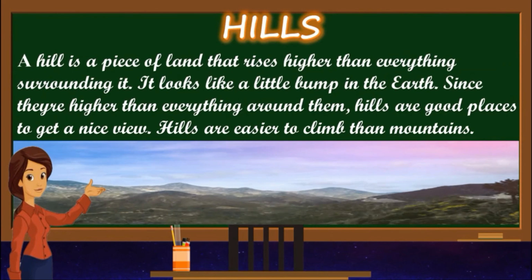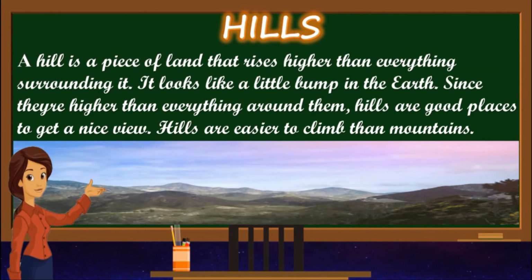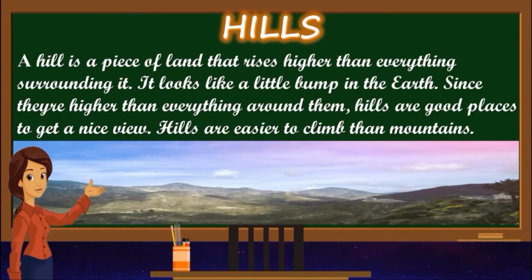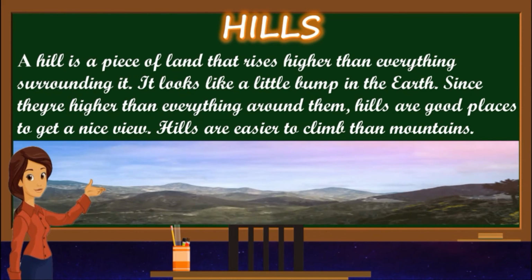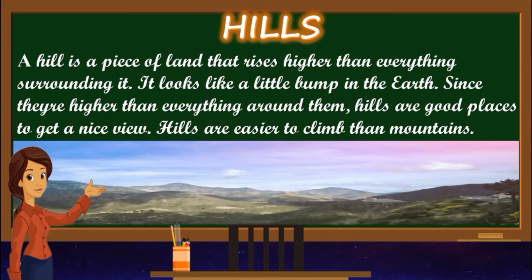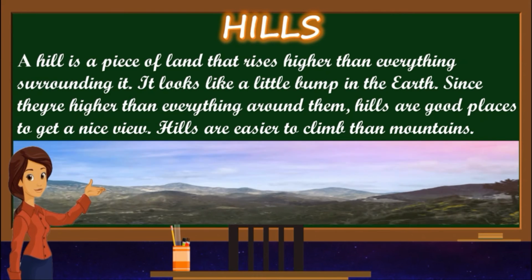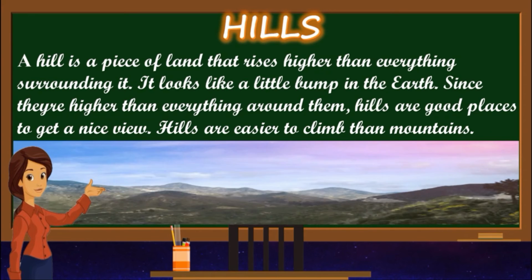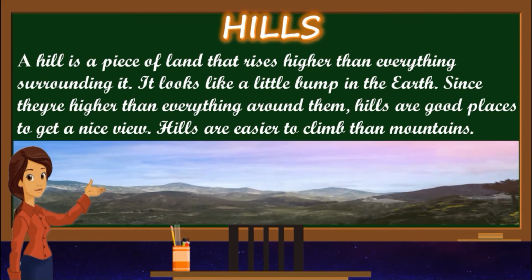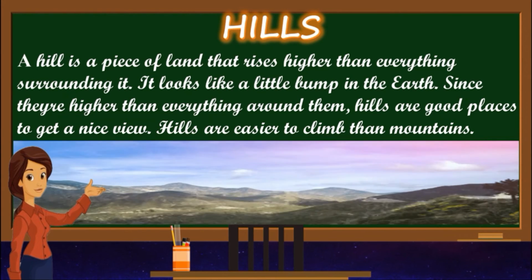A hill is a piece of land that rises higher than everything surrounding it. It looks like a little bump in the earth since it is higher than everything around it. Hills are good places to get a nice view. Hills are easier to climb than mountains.